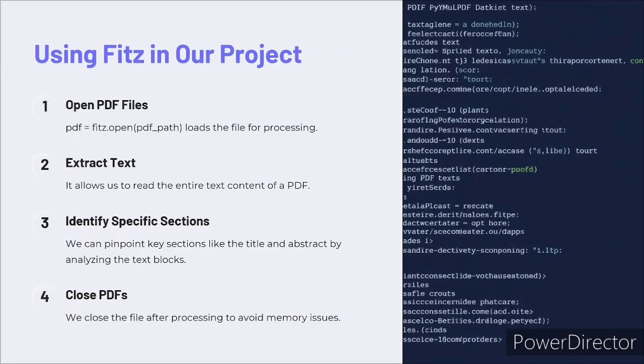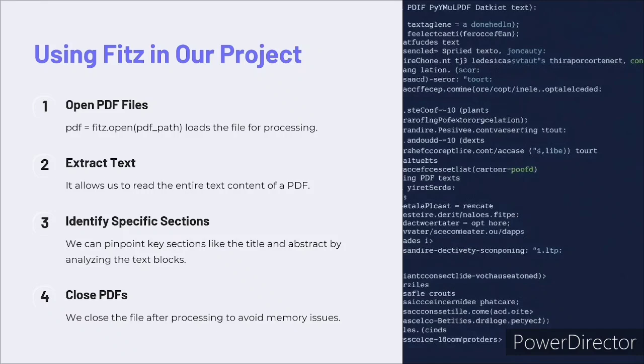Now, coming to the next slide, which says using feeds in our project. In this project, feeds is used to open the PDF files using a function feeds.open. In this function, we specify the PDF path. It will load the file for processing. Feeds is also used to extract the text. It allows us to read the entire text content of a PDF.